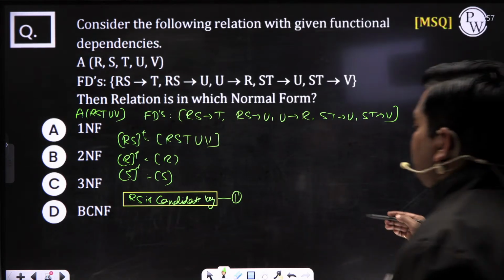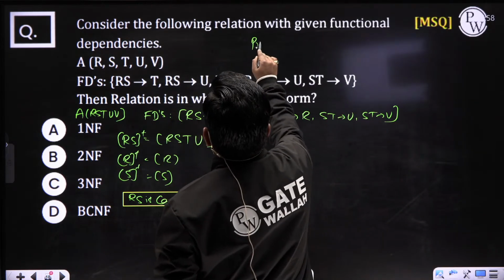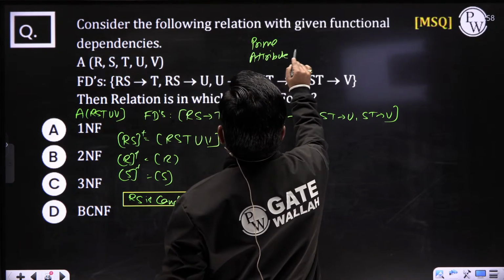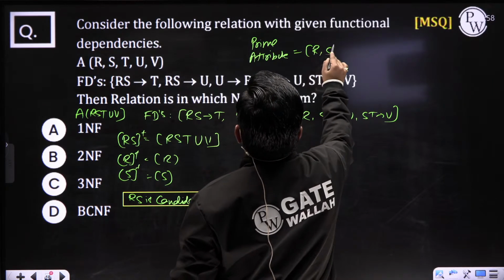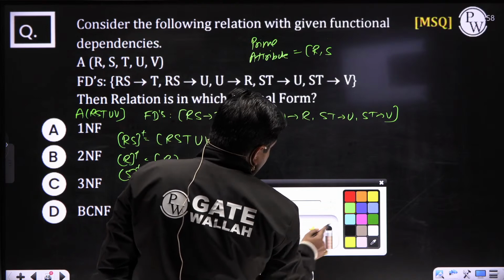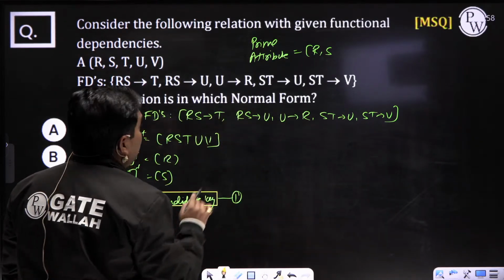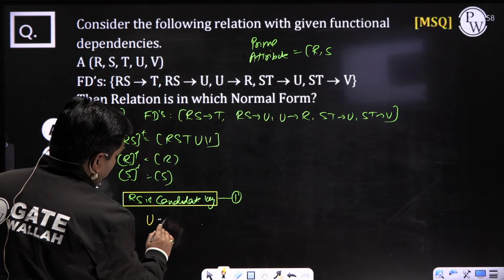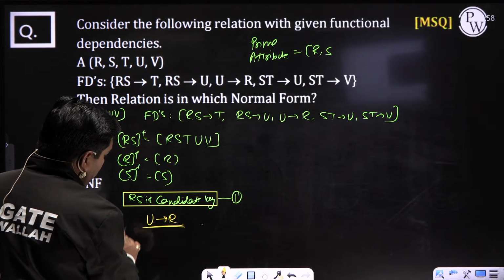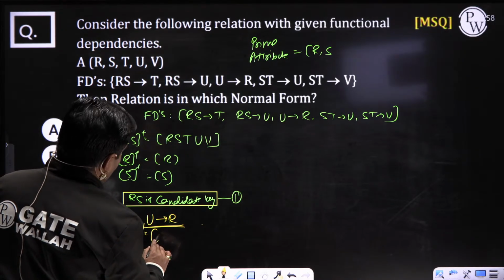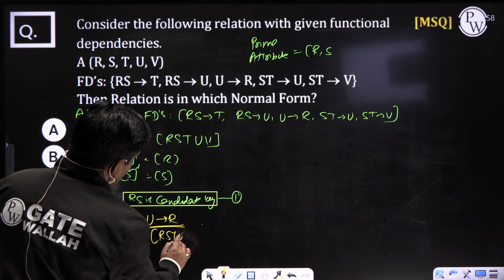Yes, you have to do these things. So what is the prime attribute, my dear? Prime attribute will be R comma S. Now you check here. You can see here, my dear, R determined by U. So you can check US. When you write US, you are getting RSTUV.